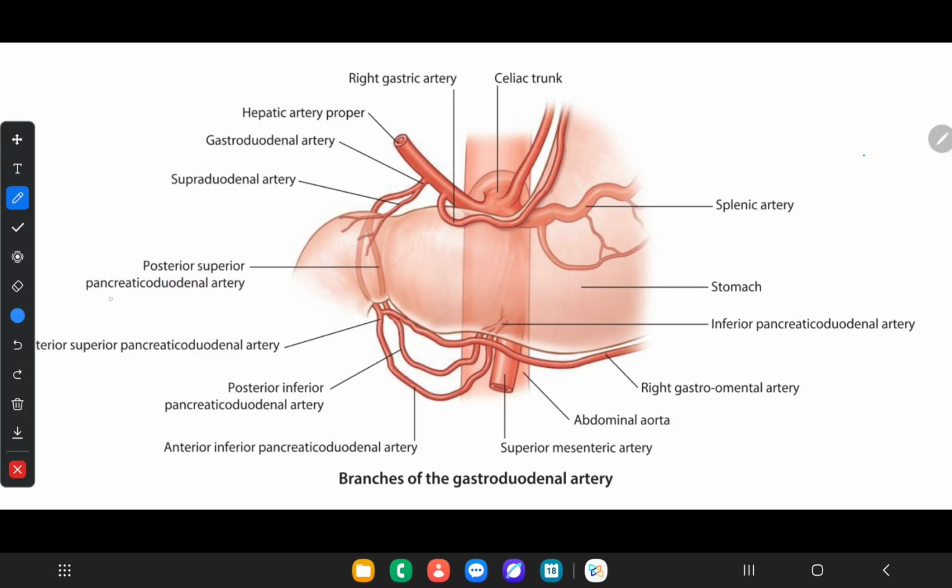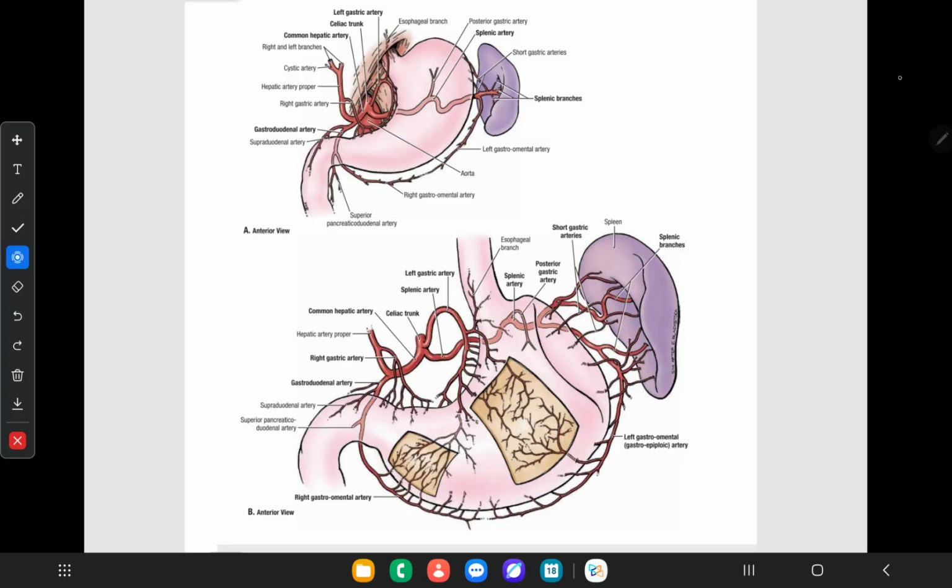As the name given for the artery, it supplies the pancreas and the duodenum. Pancreaticoduodenal means it supplies the pancreas and the duodenum. Here this diagram is very simple. You can see the gastroduodenal artery coming down, and then it divides into two branches: the right gastroomental artery, or the right gastroepiploic artery, and the superior pancreaticoduodenal artery.